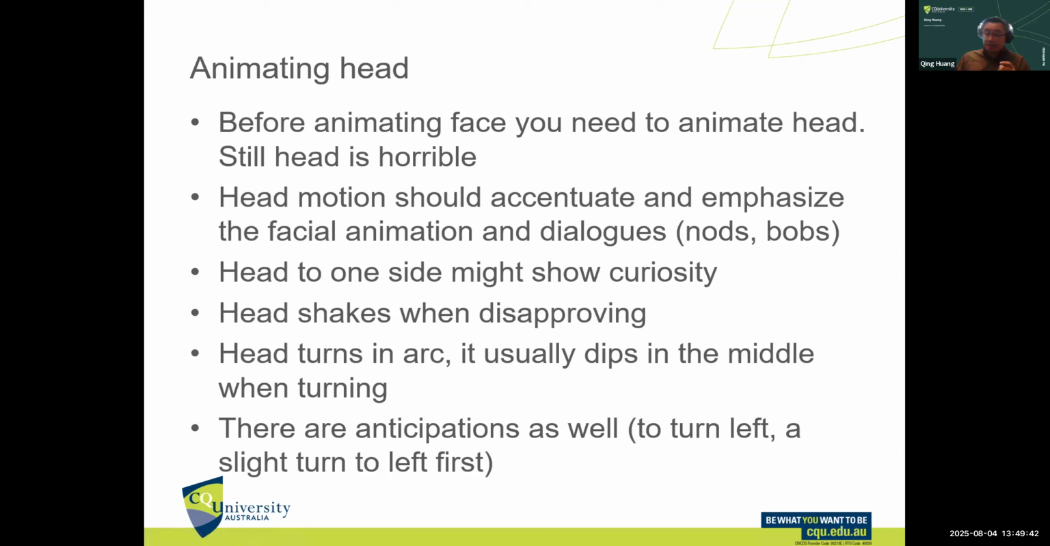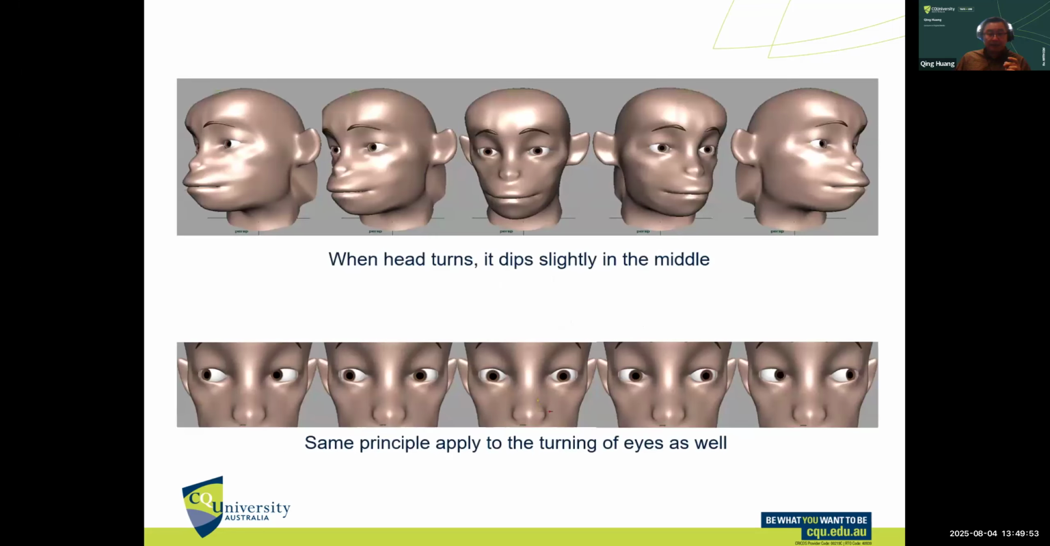When turning, there is actually an arc, and there is anticipation as well. We turn left, a slight turn right. So when it's turning, it dips in the middle. You can see it kind of dips in the middle. Right? So does the eye rolling as well. It dips in the middle, forms a sort of arc. All right, so that's an animation principle. One of the animation principles is arc.